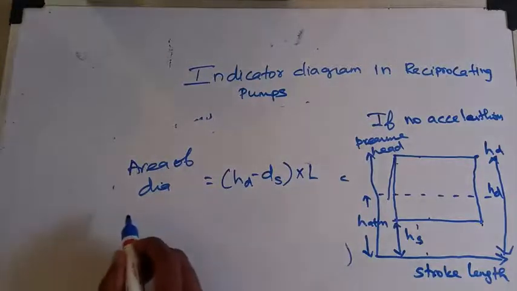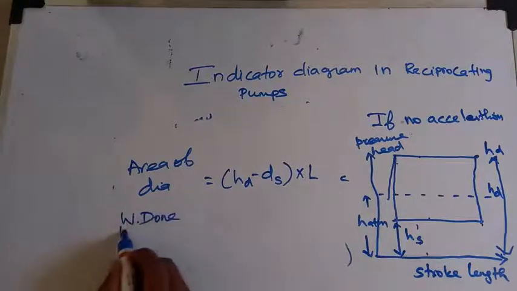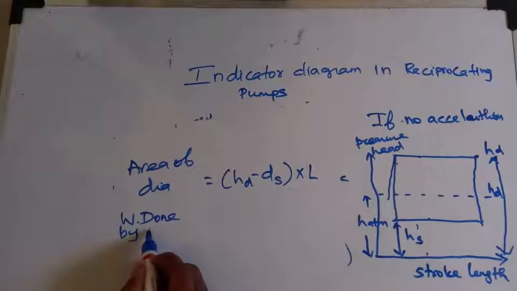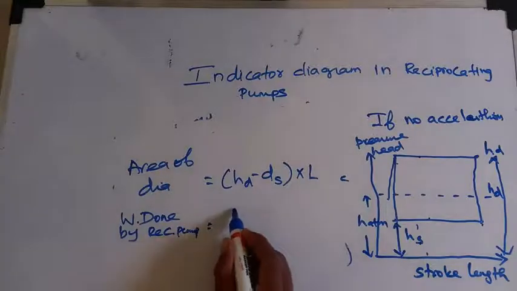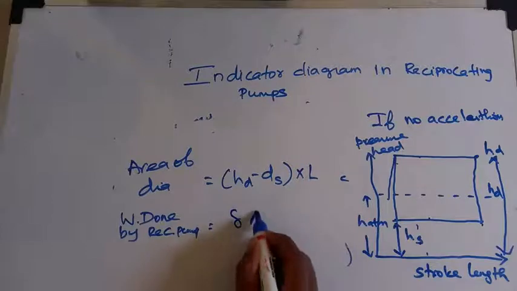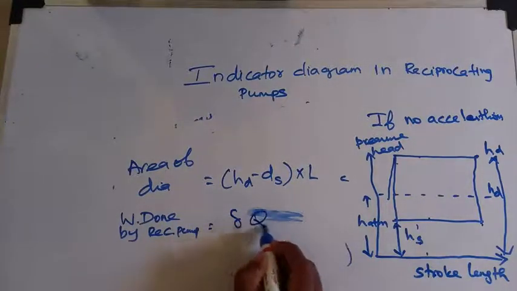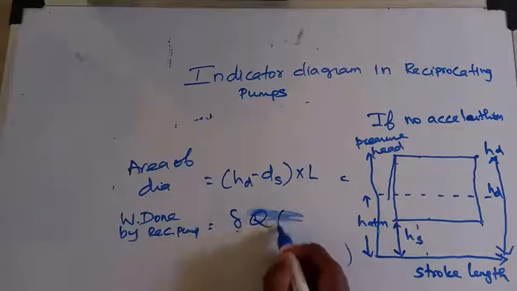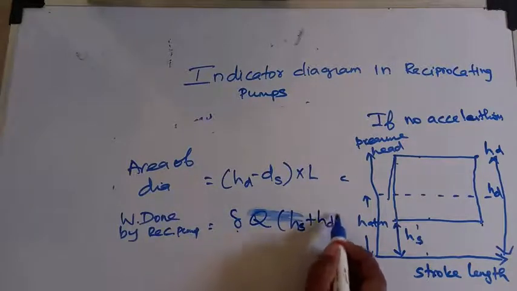If I take the work done by the pump, the work done by a reciprocating pump is equal to unit weight times A L N, that is gamma times Q, times H. This H value will be equal to HS plus HD.